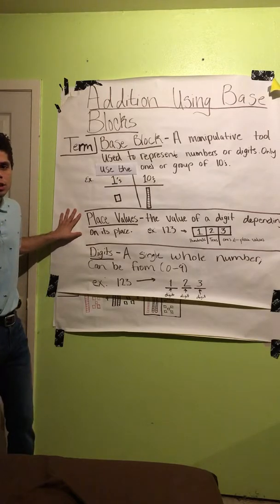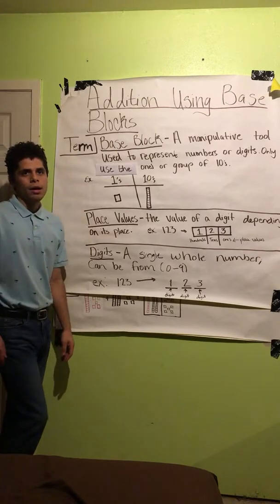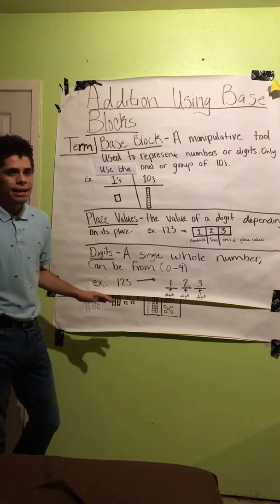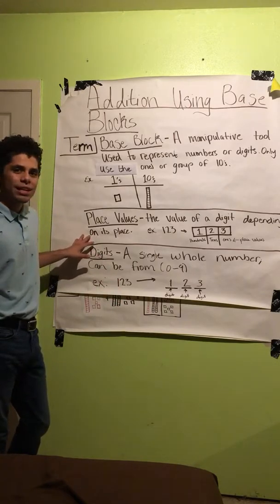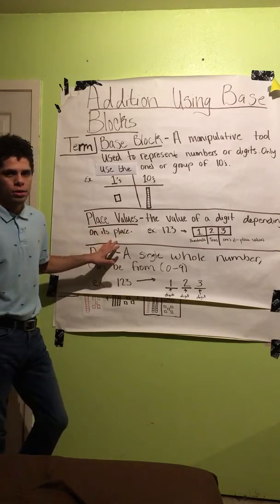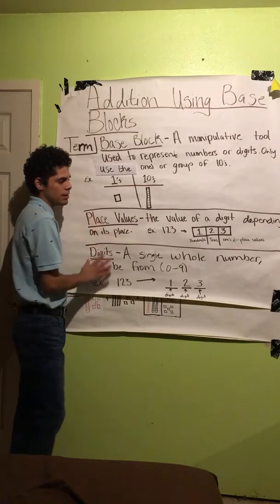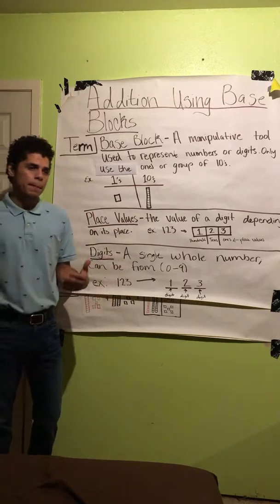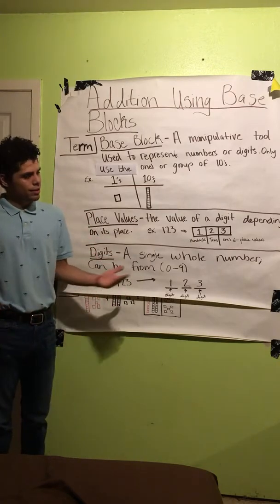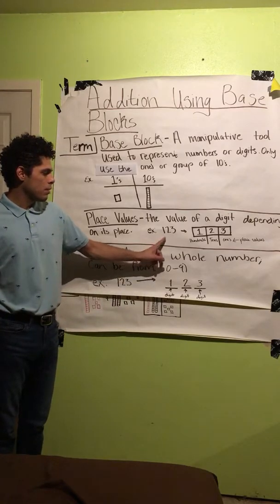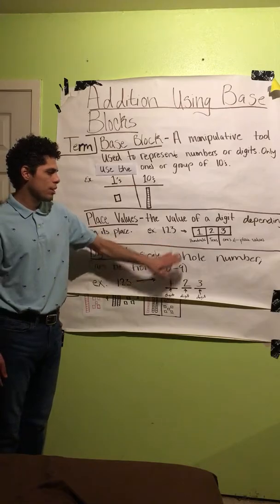Next definition we're going to go over is place value. Place value is going to help you with base blocks because depending on what place value it is, which blocks you're going to use. All right. So the place value definition is the value of a digit depending on its place. Seems pretty self-explanatory. So for example, I'm going to give you the number 123.